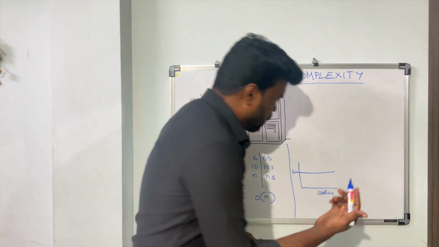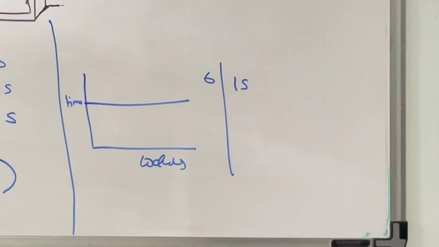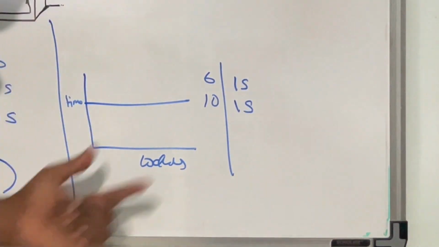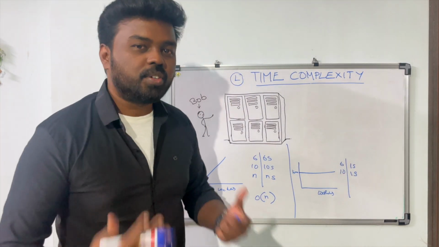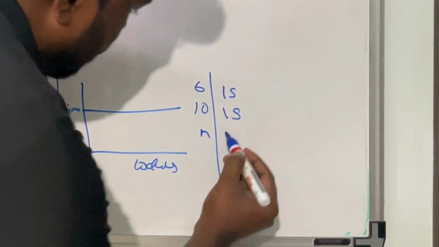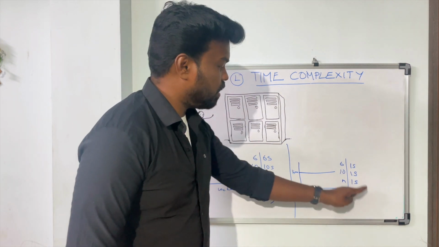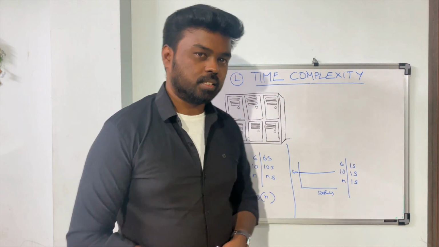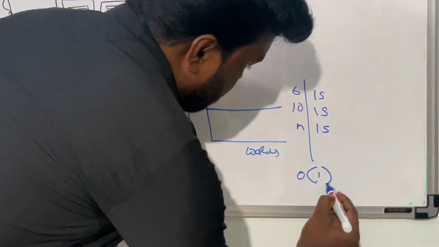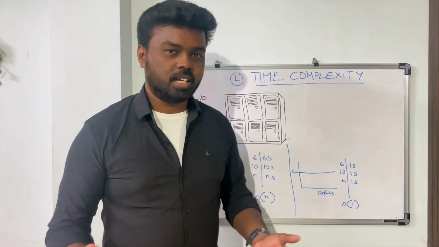And in this case, consider if there are 6 lockers, it will take 1 second to complete the operation, right? And if you have 10 lockers, again, it will take the same 1 second to complete the operation. So if you try to variabilize this, if you have n lockers, again it will take 1 second to complete the operation. It doesn't matter how many lockers you have, it will always take a constant value to complete the operation. So in this case, the time complexity will be O of 1. So we have a constant time complexity in this particular scenario.